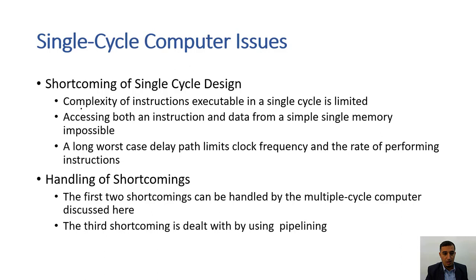These shortcomings include the complexity of instructions. A single cycle is limited. We saw that these instructions are quite simple. Accessing both instructions and data from a single cycle memory is quite impossible. We cannot access the instruction memory and the data memory at the same time. A long worst case delay path limits the clock frequency and the rate of performing the instructions. This we will talk about in pipelining. However, the first two shortcomings we are going to address in this class.